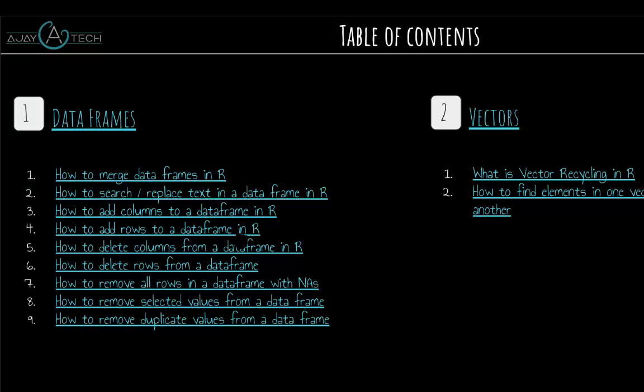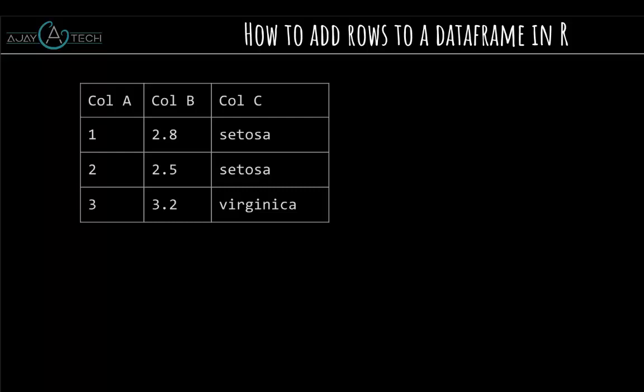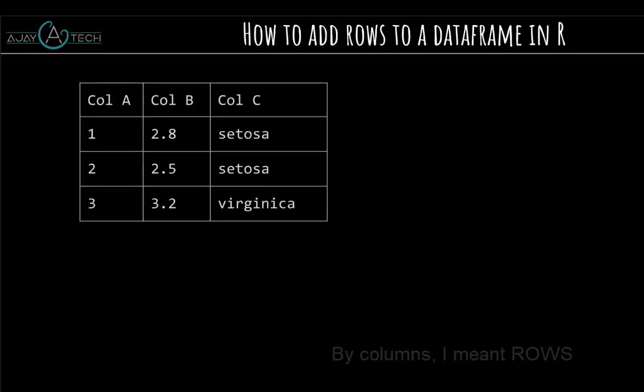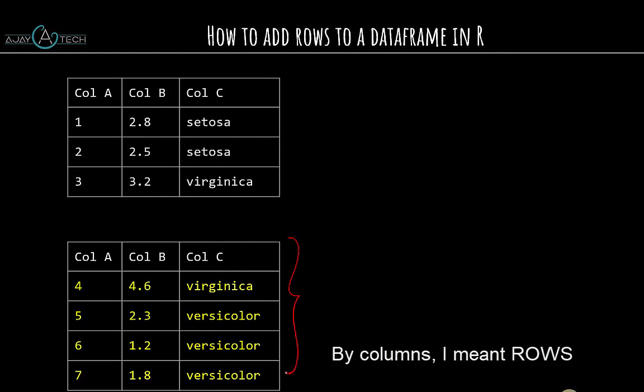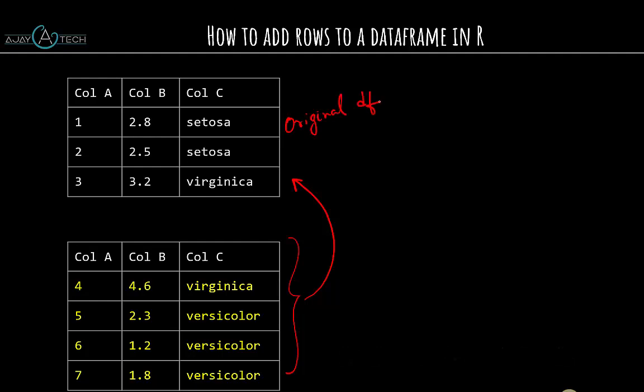Okay, how to add rows to a data frame. So imagine a data frame, again the iris data frame. It has some rows, right? Let's say in this case there are 3 rows, column A, B and C, and there are more columns that need to be added to this data frame. So this is the original data frame and you want to add more rows to this data frame.